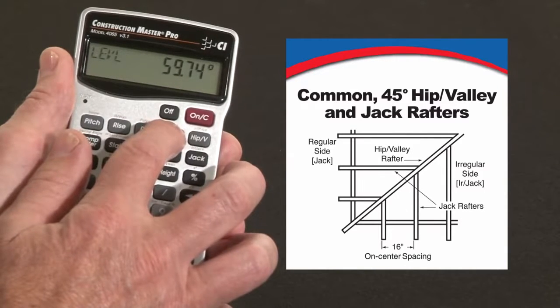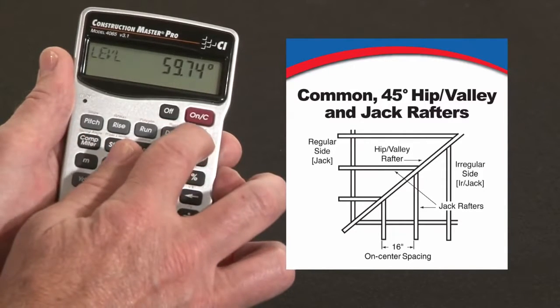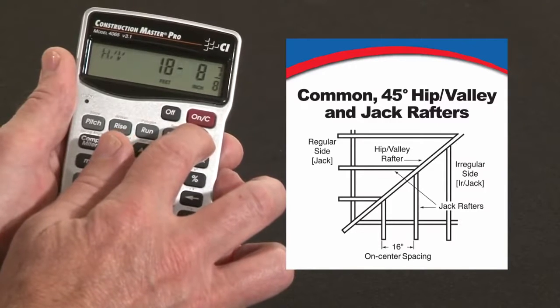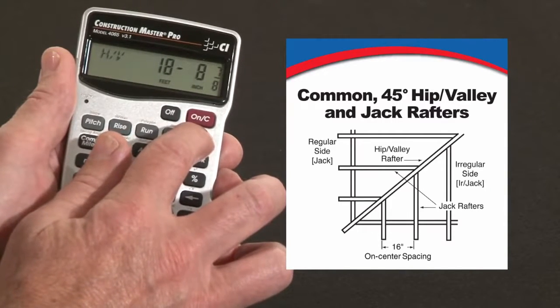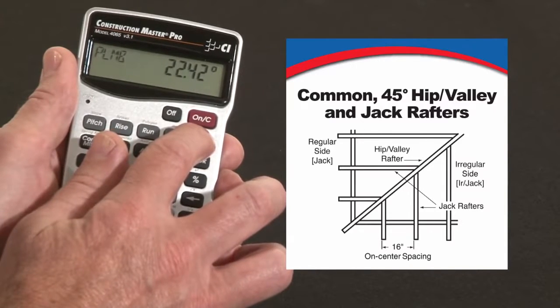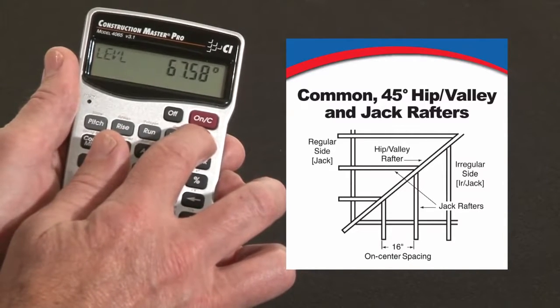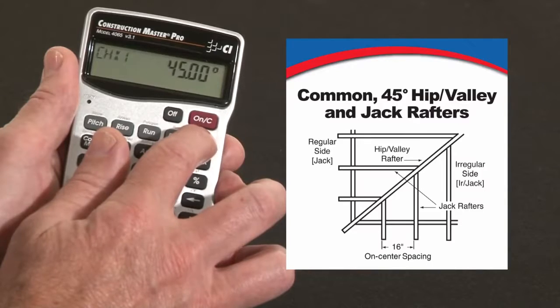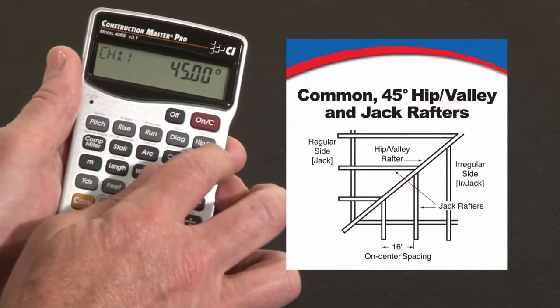Now if there's a 45-degree hip or valley coming off of here, I can press that. That would be 18 foot 8 and 7/8. It'll give me the cuts for that as well, the cut angles for the hip or valley rafter. And the cheek cut's going to be 45 degrees since this is a regular hip or valley.